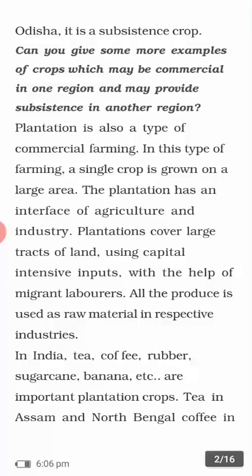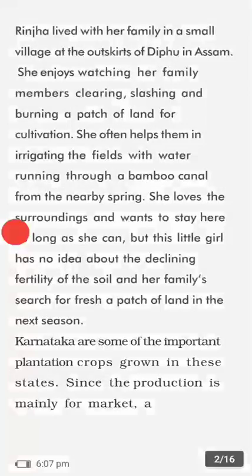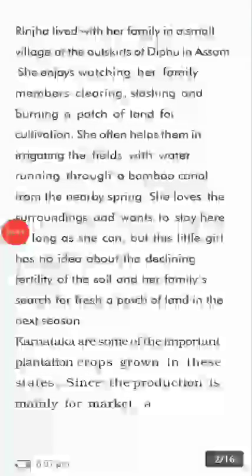In the states of Assam, Meghalaya, and other areas, farmers take up the plantation of tea. In the southern states of India, many farmers grow sugarcane, banana, tea, coffee, and all these things. Again, I am telling you tea is produced in Assam and North Bengal, and also coffee. So this varies from place to place, and this varies from state to state.